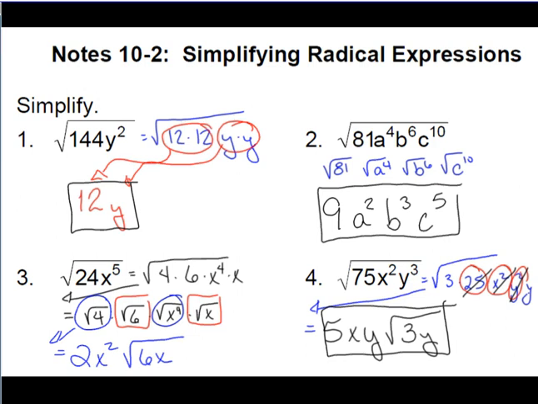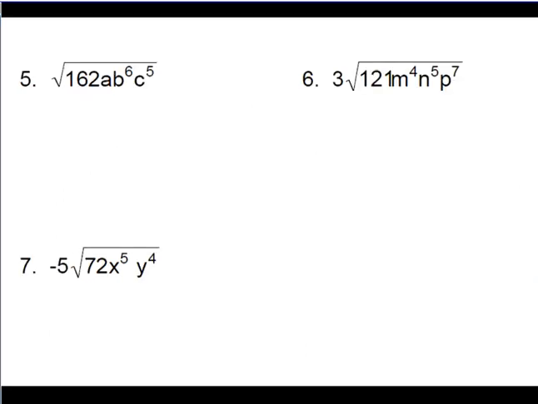Okay, looking at another example here, number 5, I have the square root of 162 times a times b to the 6th, c to the 5th. Well, if I divide 162 by 2, I have the square root of 2 times 81, a, b to the 6th. My c I'm going to split apart, so it's c to the 4th and c, because if the exponent is larger than 2, I need to have an even portion of it.